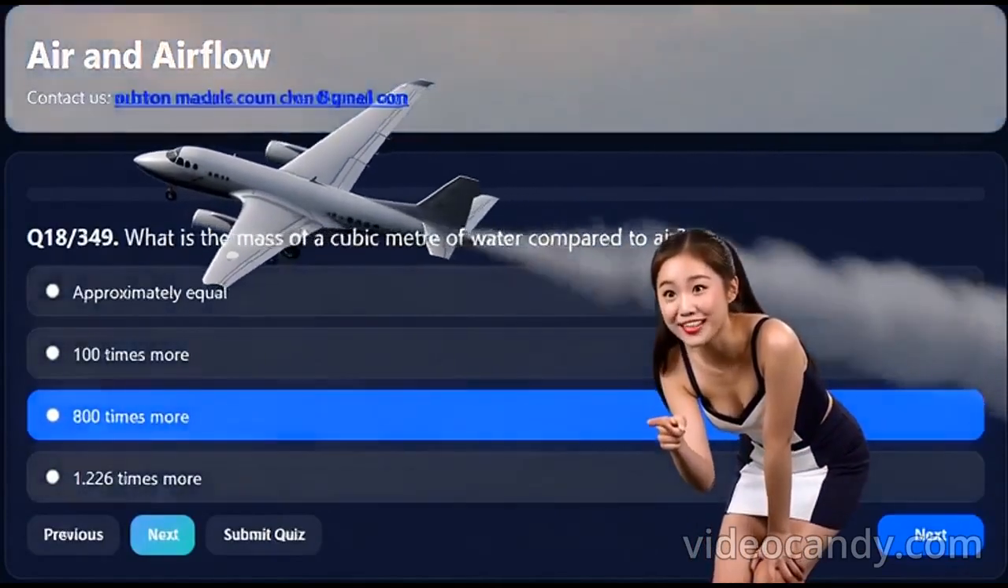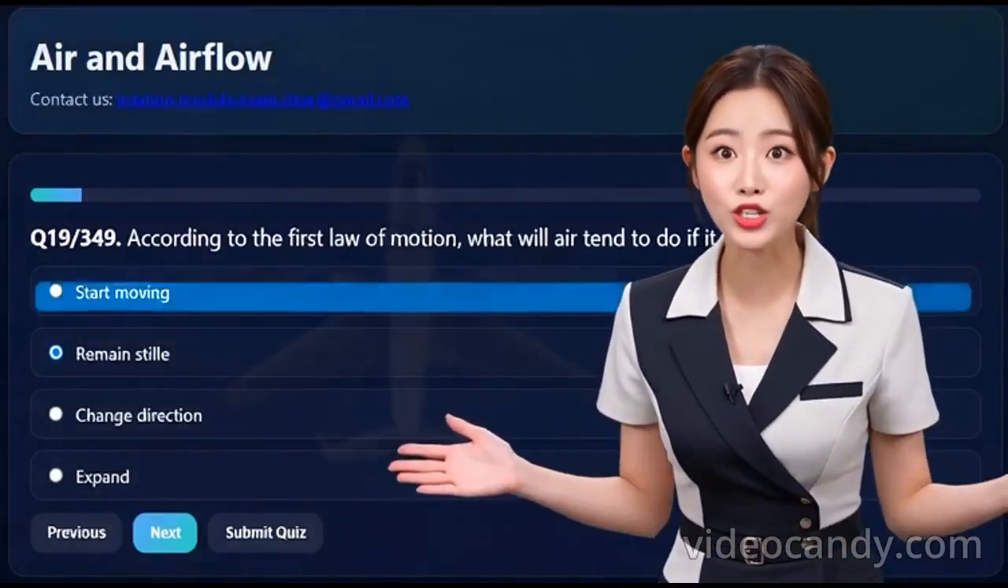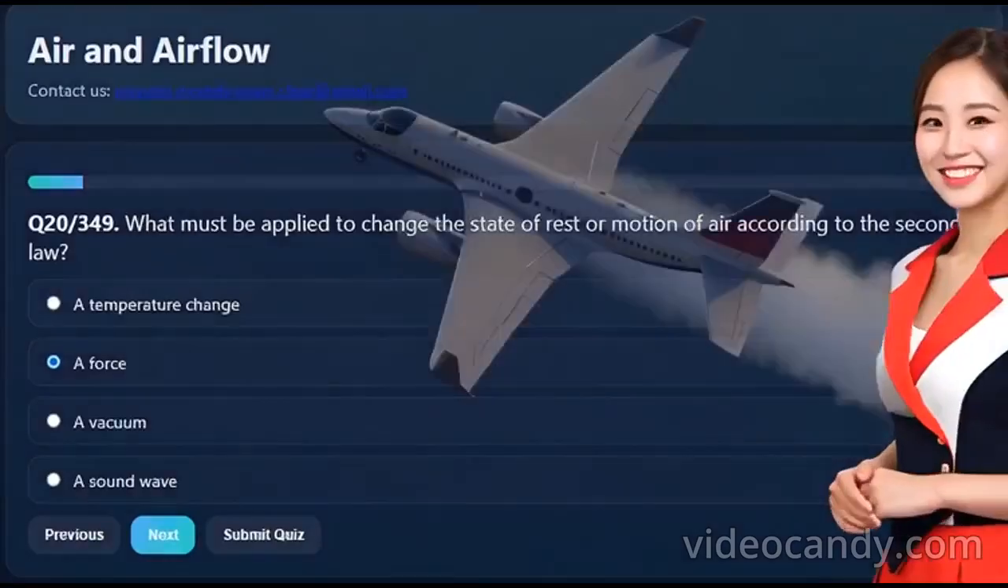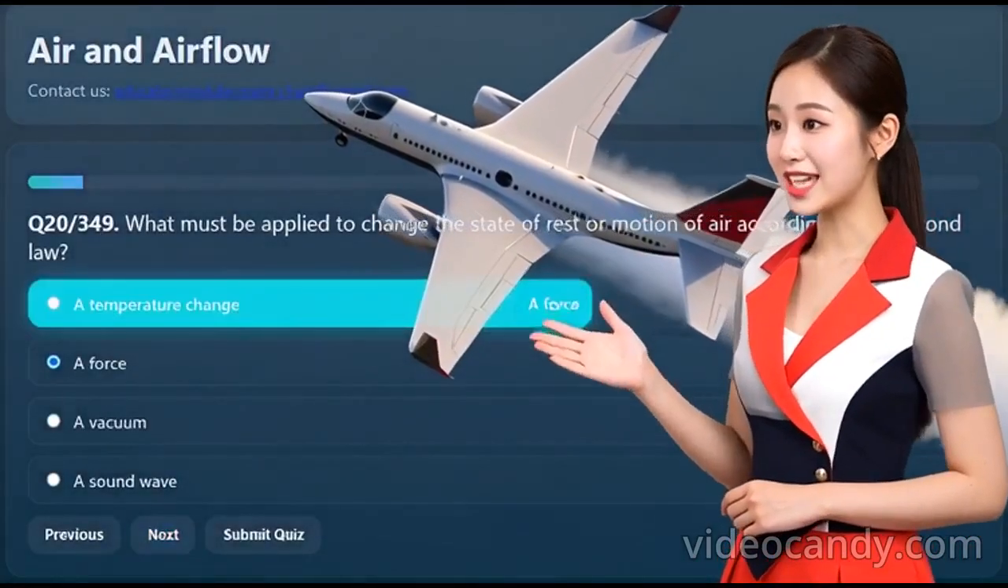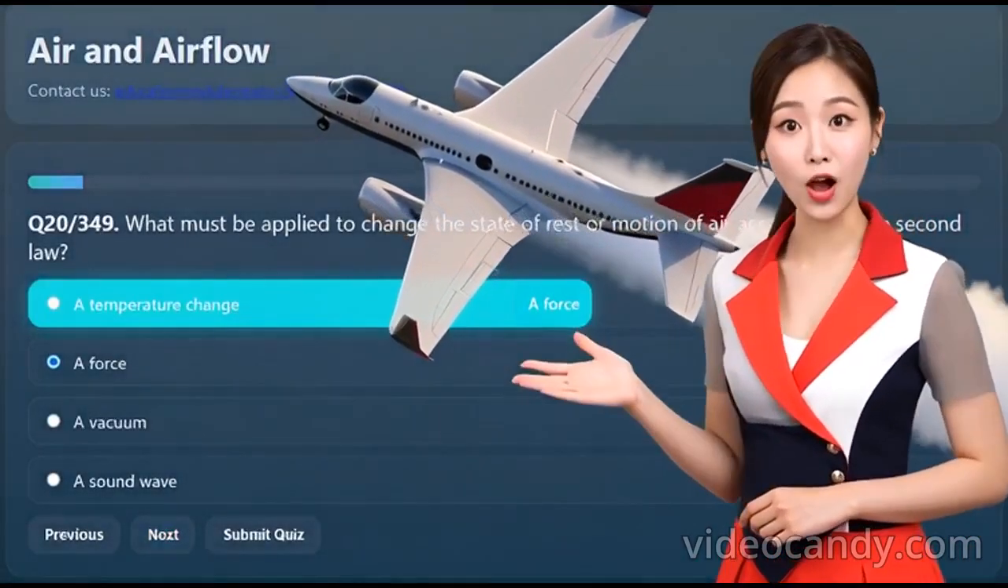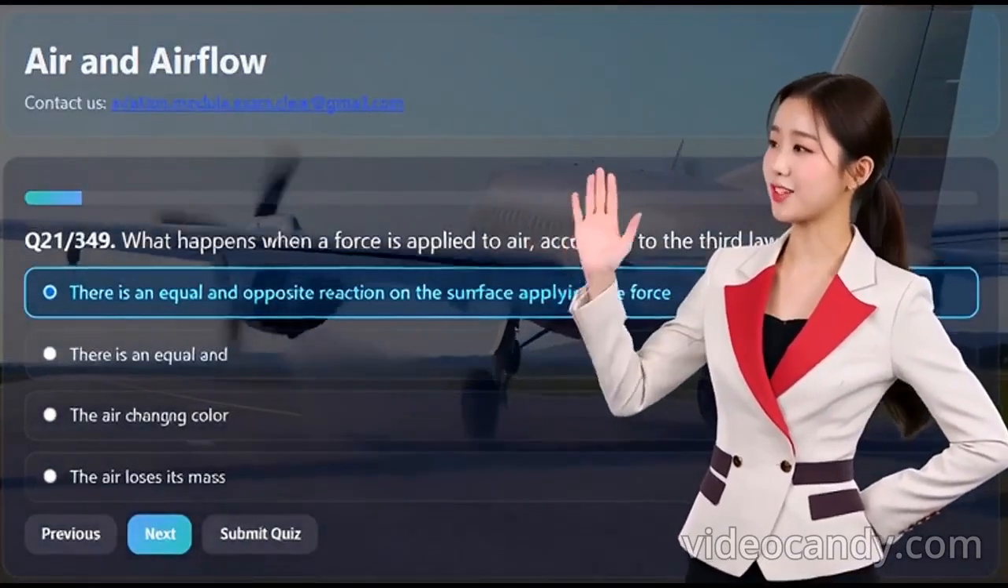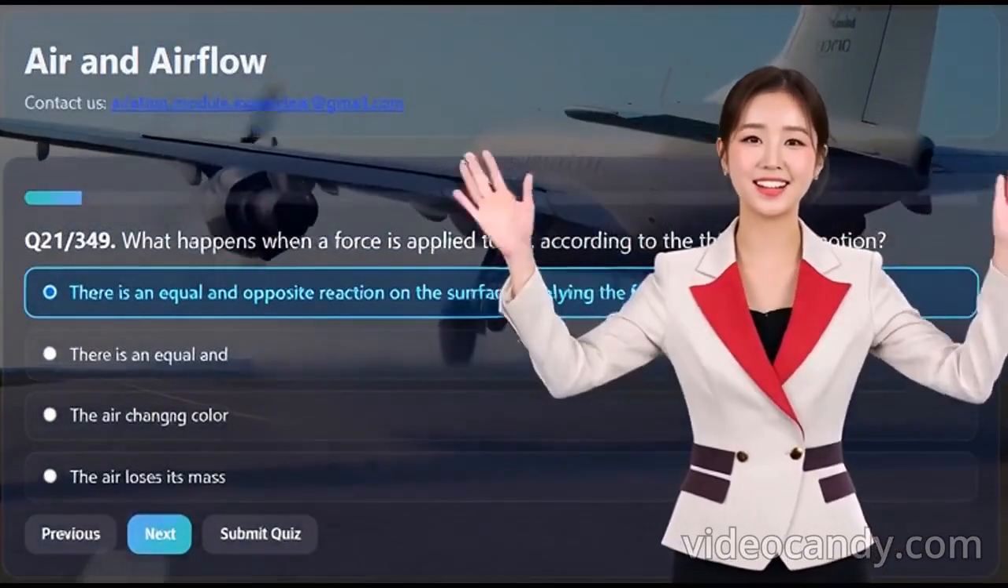800 times more. According to the first law of motion, what will air tend to do if it is still? Remain still. What must be applied to change the state of rest or motion of air according to the second law? A force. What happens when a force is applied to air, according to the third law of motion?